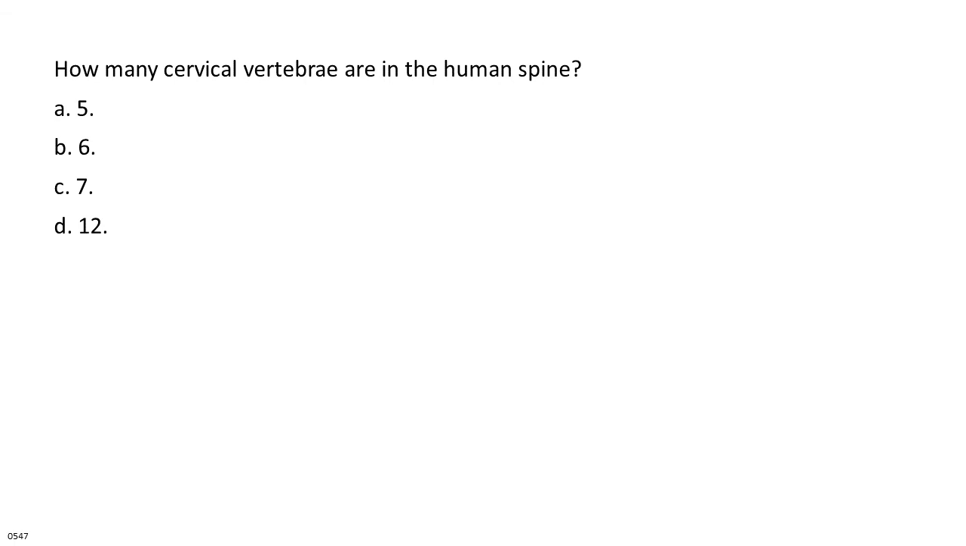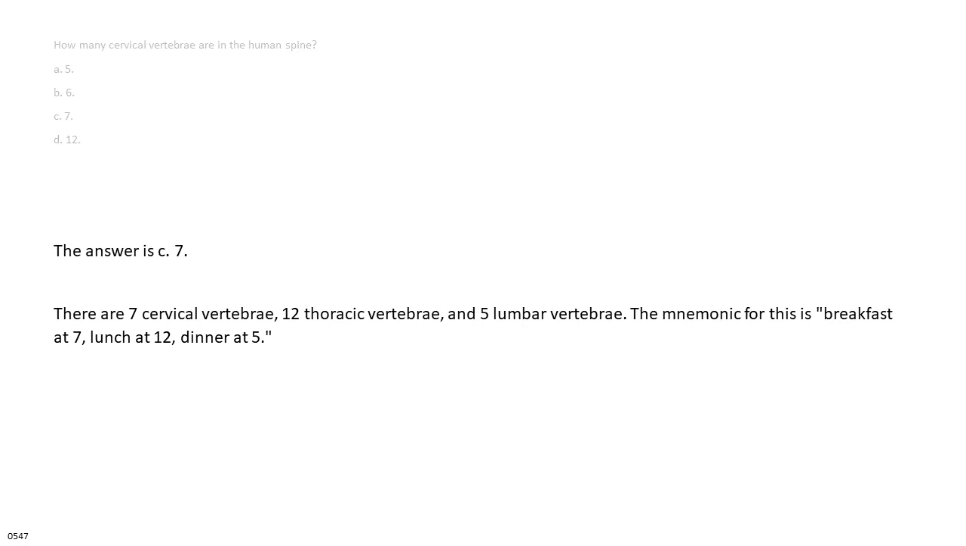How many cervical vertebrae are in the human spine? A. 5. B. 6. C. 7. D. 12. The answer is C. 7.